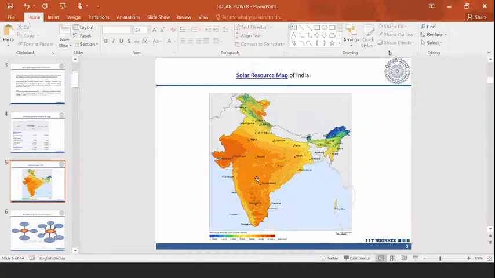So we have, more or less you can see here, 90% of our country's geographical locations are suitable for solar energy generation. This is a very good indication for all of us. And if we have good technology, then we can always meet our goal.